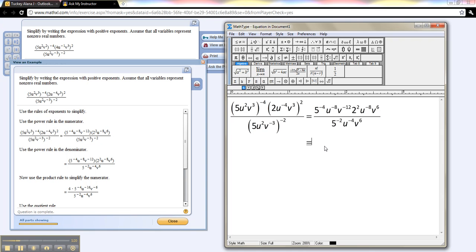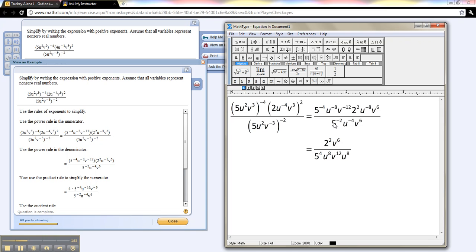Okay. Now, anything with a negative power needs to move. So once you've gotten rid of these outer parentheses powers, then the negative powers have to get shifted. So for example, this 5 to the 4 has to come down. The u to the 8 has to come down. The v to the 12 has to come down. The other u to the 8 has to come down. The 2 to the 2 stays up because it's got a positive power, and the v to the 6 stays up because it's got a positive power.